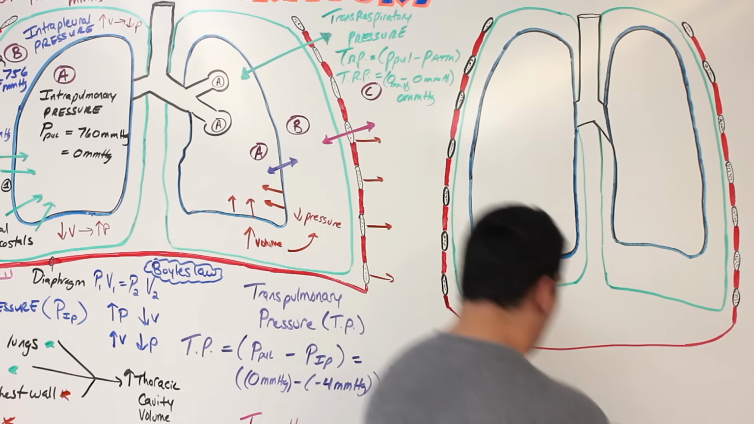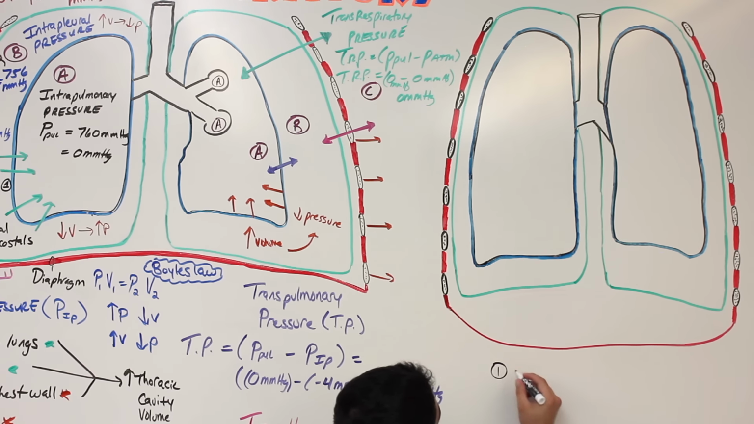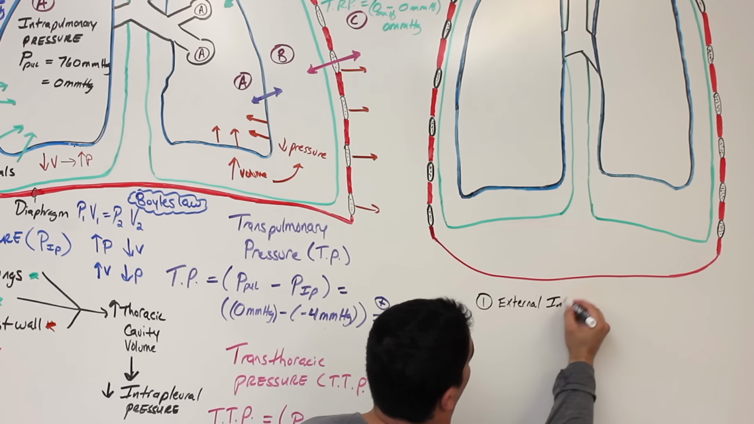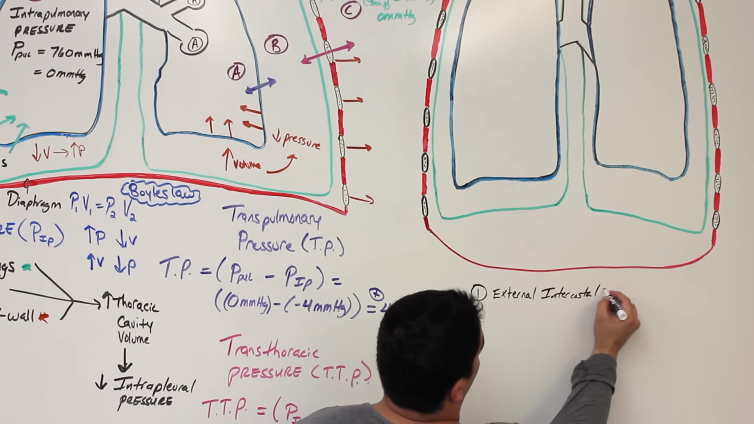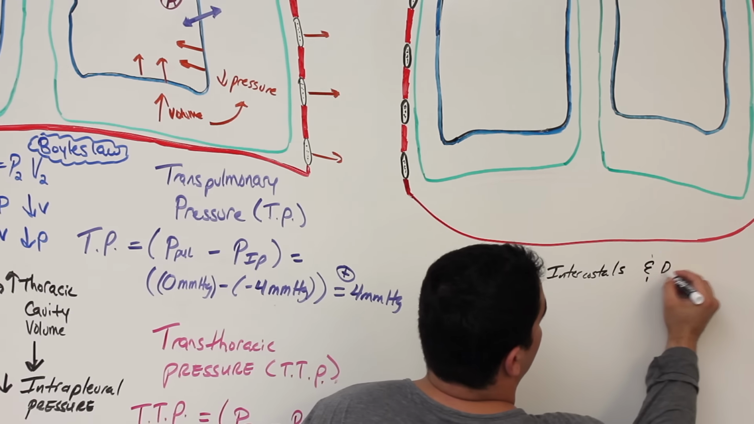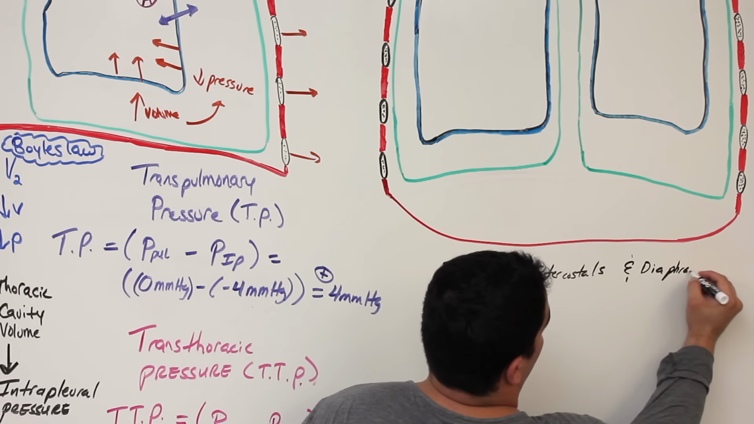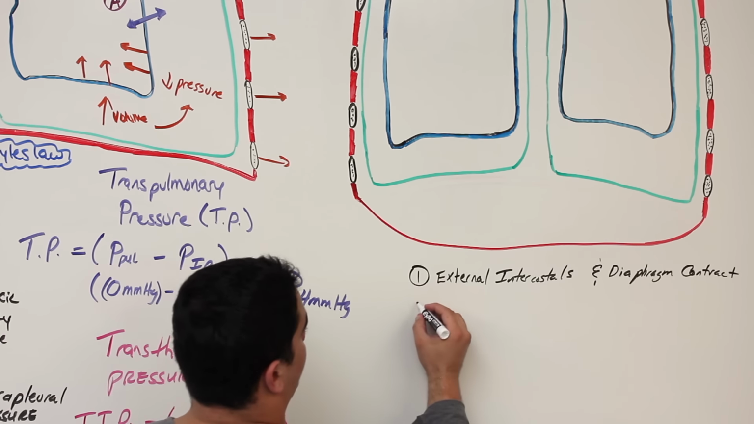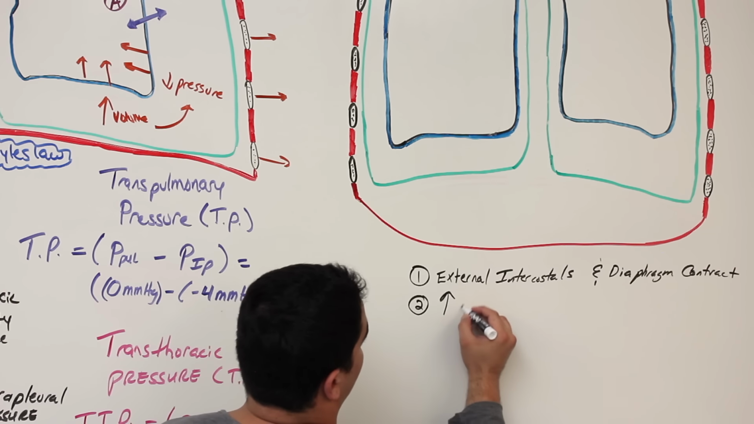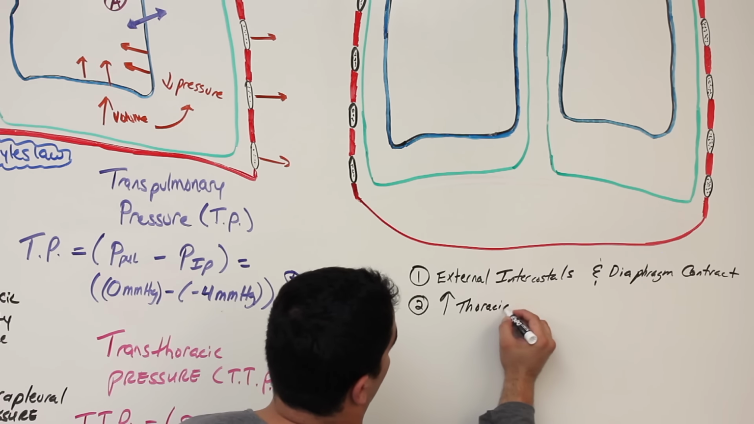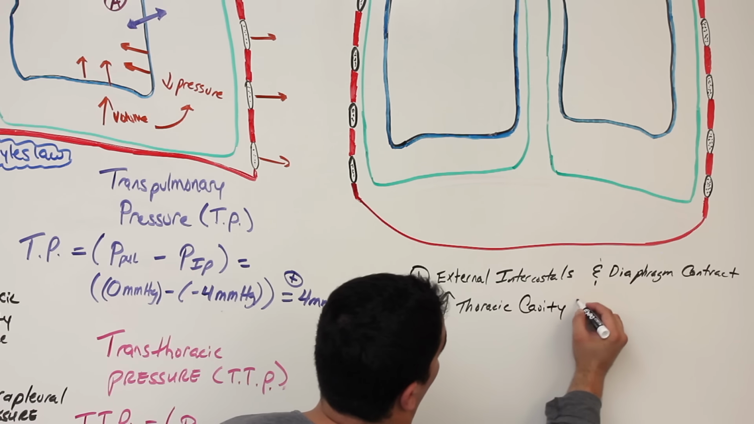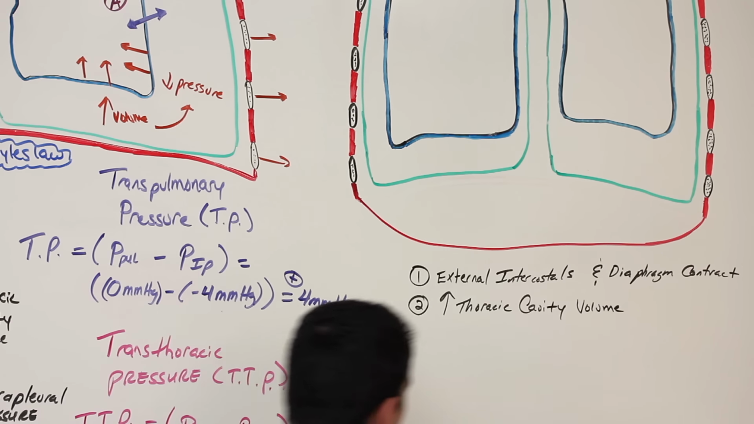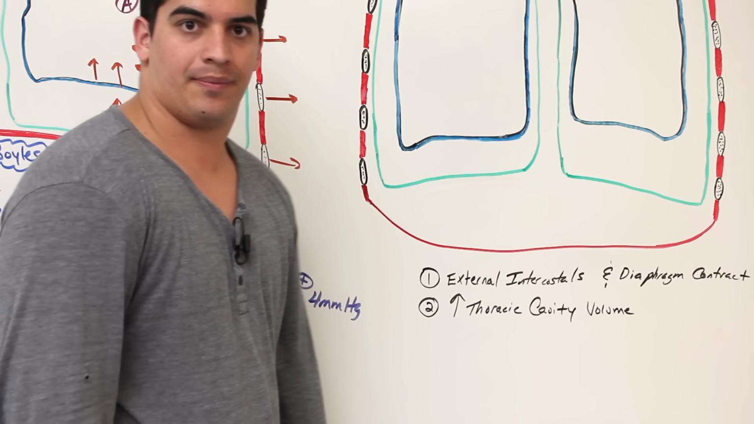Let's write that down. So what's the first thing that happened? External intercostals and diaphragm contract. And whenever these suckers contract, what happens? By the mechanisms that we mentioned many times already, it increases the thoracic cavity volume. Okay, cool. Well, now, let's see how this affects these many pressures.